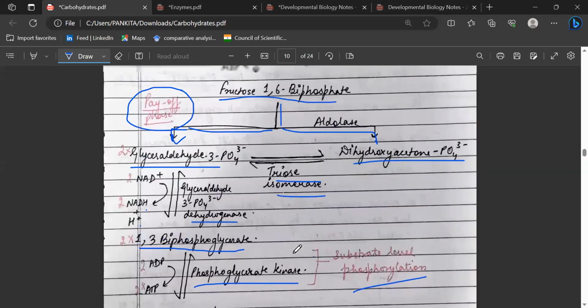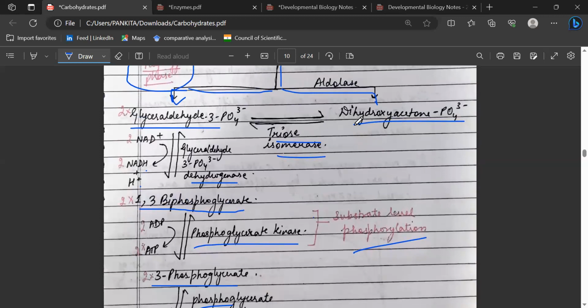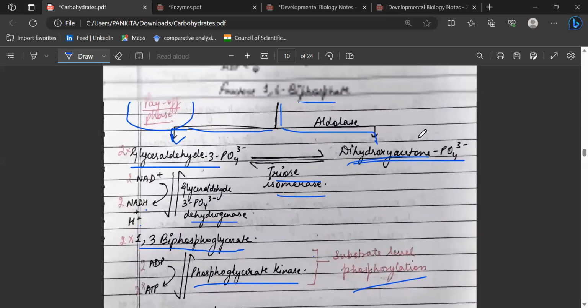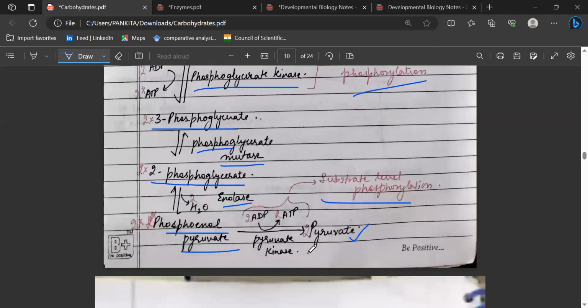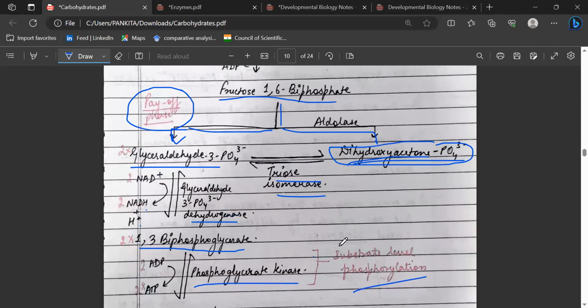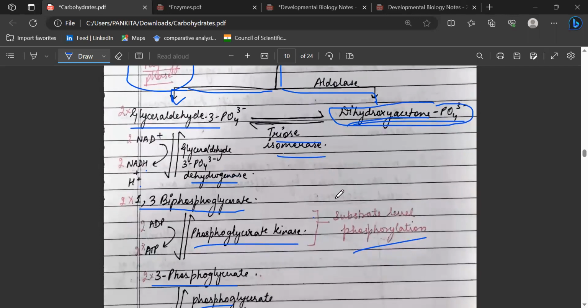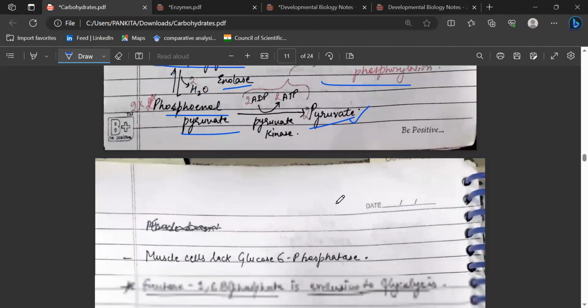So why have I multiplied every step with 2? Because the dihydroxyacetone phosphate formed is also converted into glyceraldehyde 3-phosphate, and it undergoes the same cycle of steps to form one more molecule of pyruvate. So these two undergo glycolysis to form pyruvate. This is how two pyruvate molecules are formed.